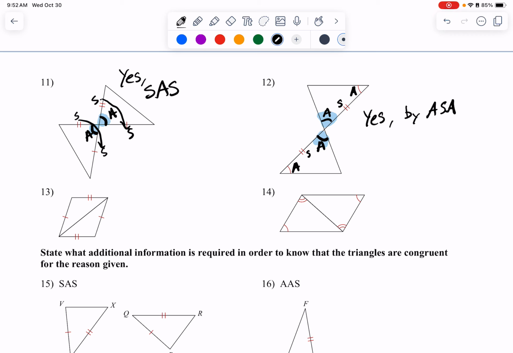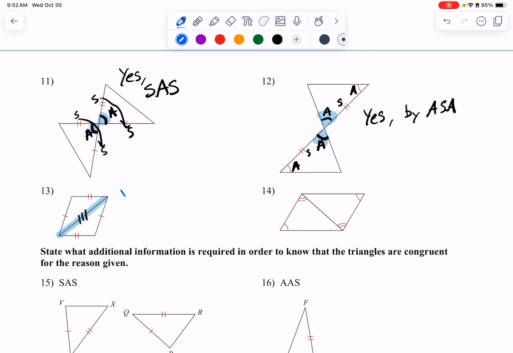This third one, number 13 here, third one on this page so far, it has an overlapping side. So this overlapping side, let's do a highlighter there instead of a pen. This overlapping side is also congruent because it's overlapping. We call that reflexive property. Reflexive property. Yes. Let's go back to black. This is, yes, it's congruent by side, side, side. And that overlapping piece is congruent because of reflexive property.